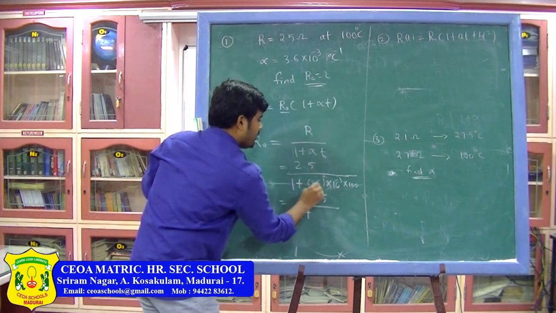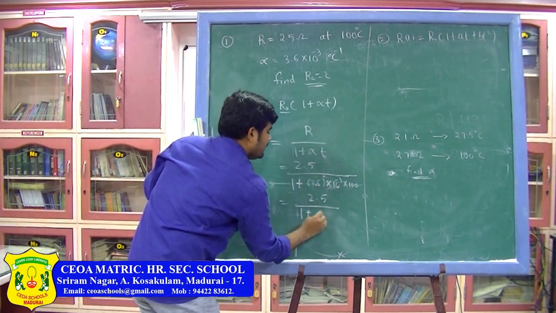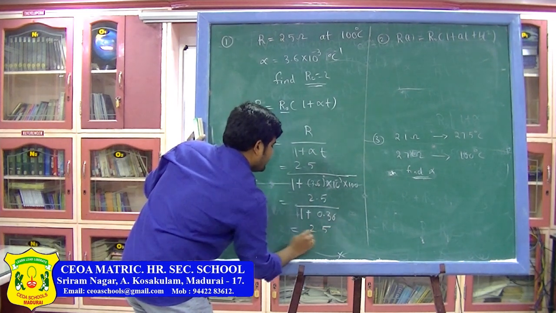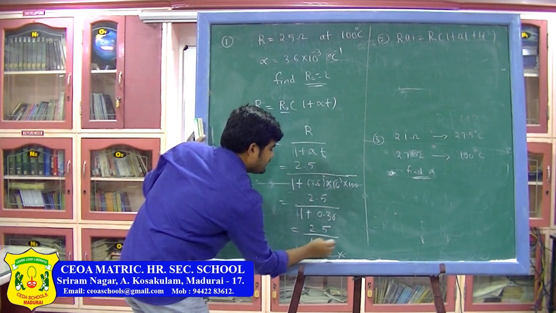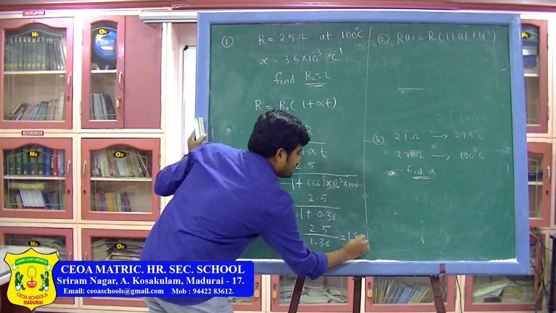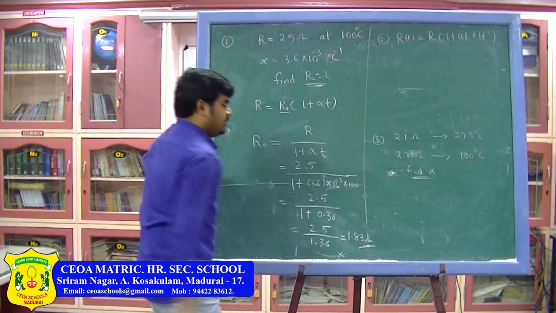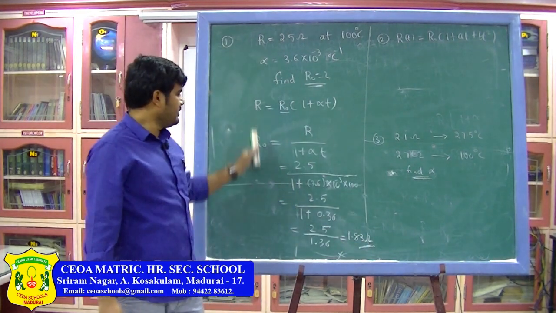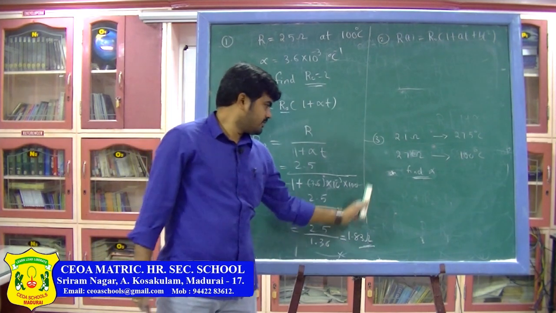So it will be 3.6 into 0.1, so it will be 0.36. So this will be 2.5 divided by 1.36. So calculating this, you will get the value of resistance as 1.83 ohm, that is the resistance at 0 degree Celsius for the given wire is 1.83 ohm. So this is the first problem.